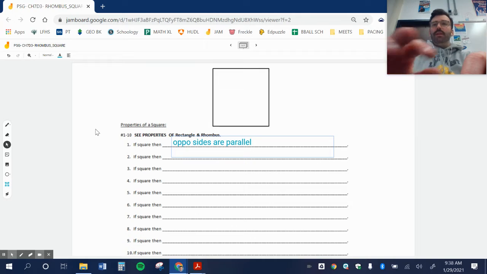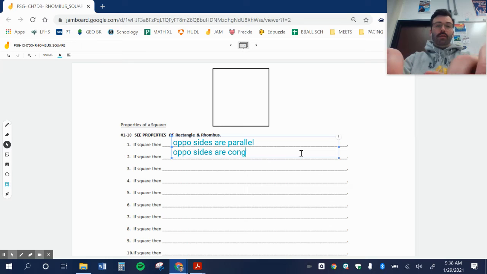Next property of a square, and again at the end, I will mark the picture accordingly, the diagram: opposite sides are congruent.